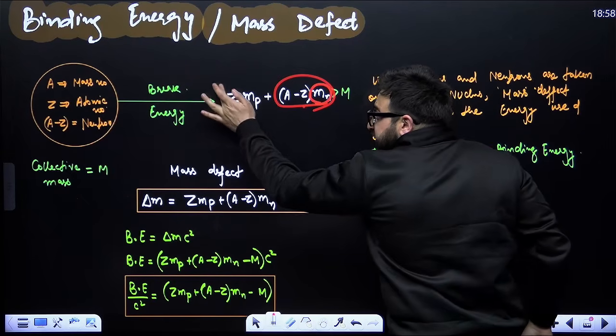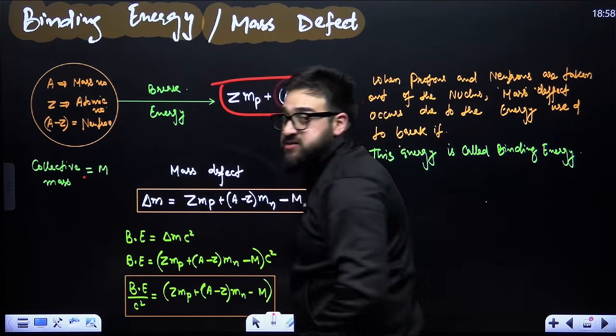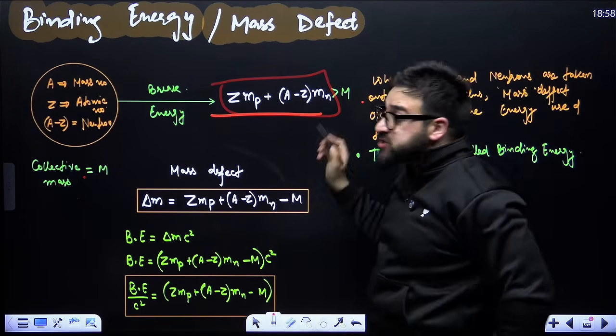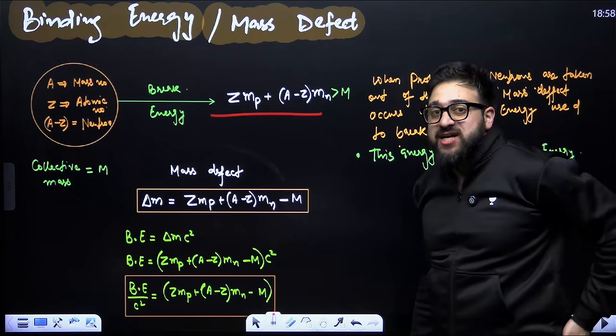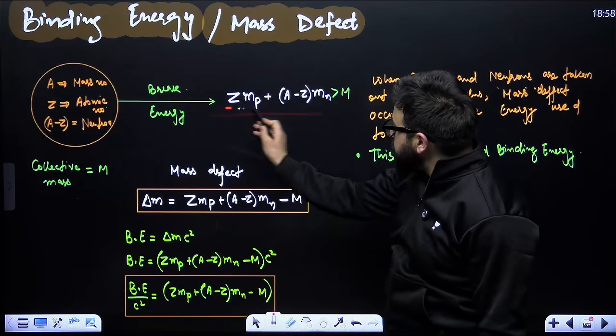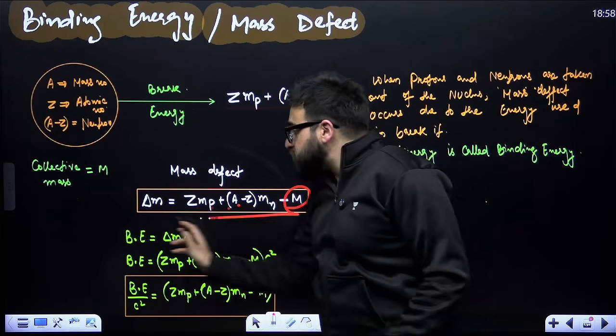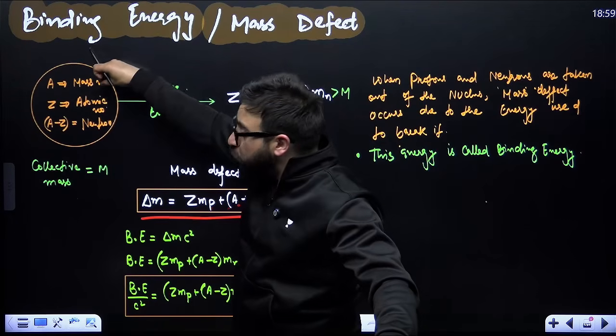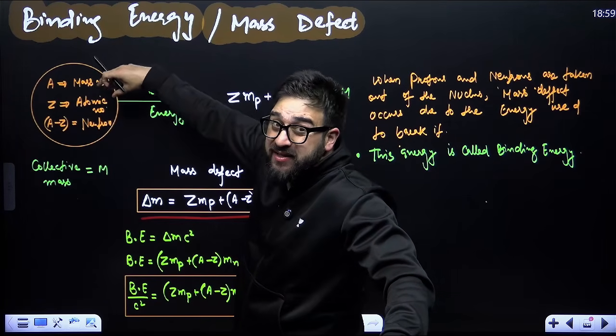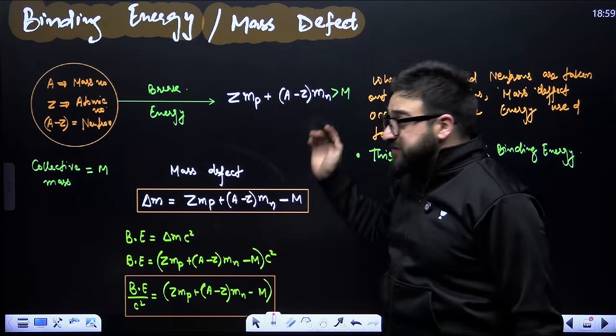Now, we saw that this mass came out to be greater than the collective mass. When they were inside, they had less mass; when they were outside, they had more mass. So we say a mass defect has occurred. How to find that mass defect? Mass defect means this final mass, Z Mp plus (A minus Z) Mn, minus the initial mass. This mass defect occurs because the energy used in breaking the nucleus is stored in the form of mass of the nucleons. That's why the mass defect occurred.